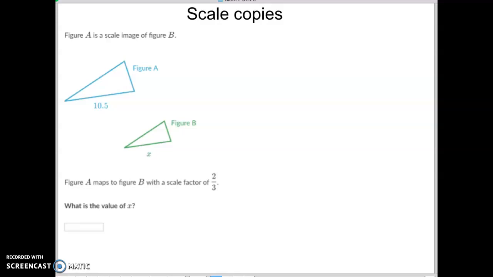All right, Math 7, your next Khan Academy is scale copies. They're going to ask this question two different ways. Either way is pretty simple, but we just need to go through it.